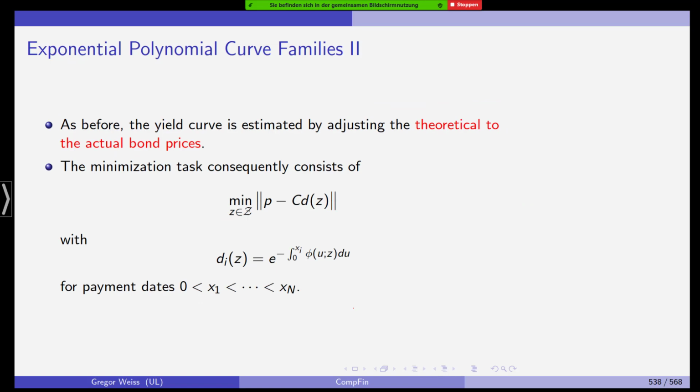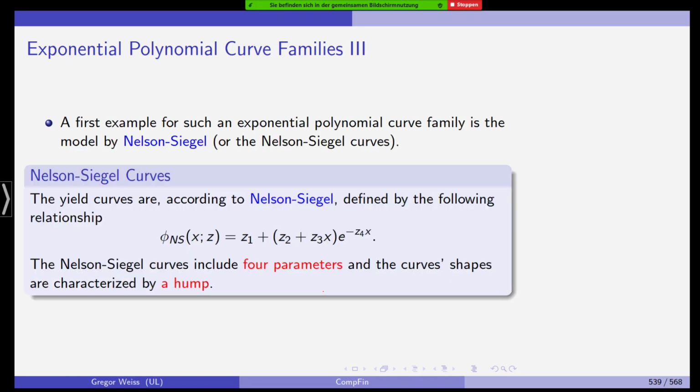Now, as before, we want to estimate the coefficients of this discount curve. And again, we minimize the pricing error. The actual price is P minus the discounted cash flows, and the discount factors are again given in this form. The same as before. And the first variant of this model is the Nelson-Siegel model.